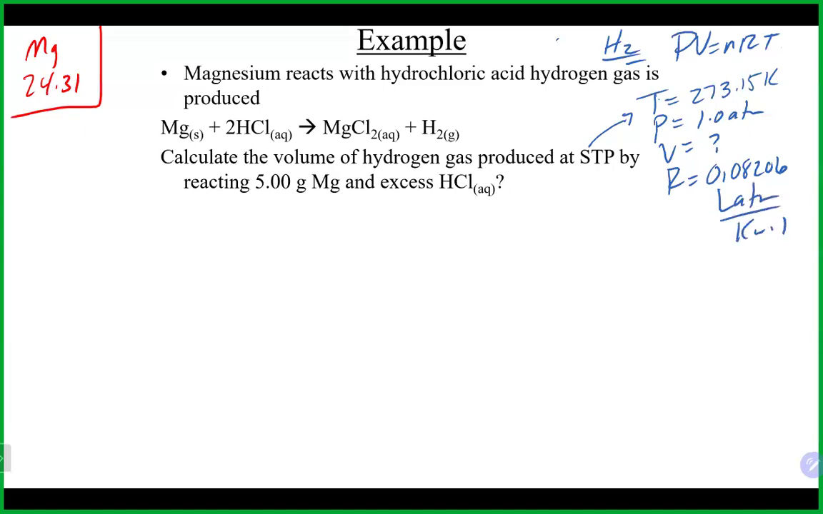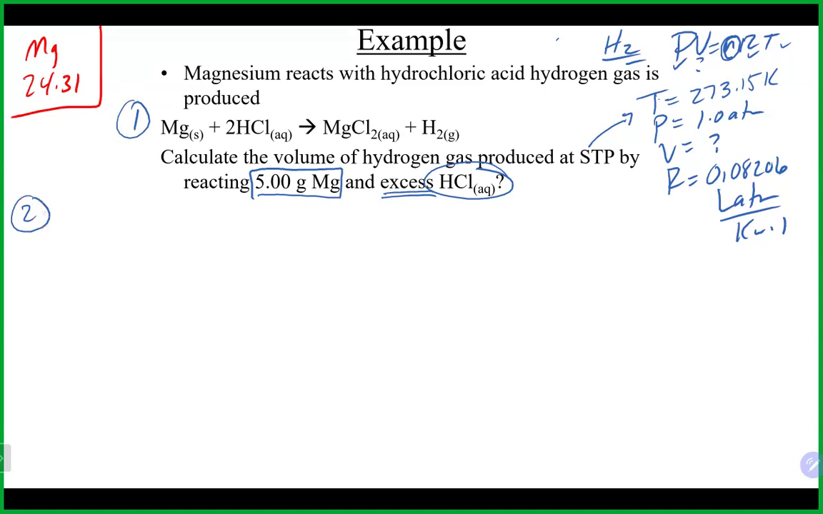So once again here, we do have temperature, R, pressure. We're looking for volume. Just like in the previous problem, we are missing the moles of hydrogen in order to use our ideal gas law. So that's where the stoichiometry part's going to come into play. They were also nice enough to tell us that HCl is the excess reagent, so we don't have to worry about any type of limiting reagent situation here. That means the magnesium is our limiting reagent. This is going to be our balanced equation.